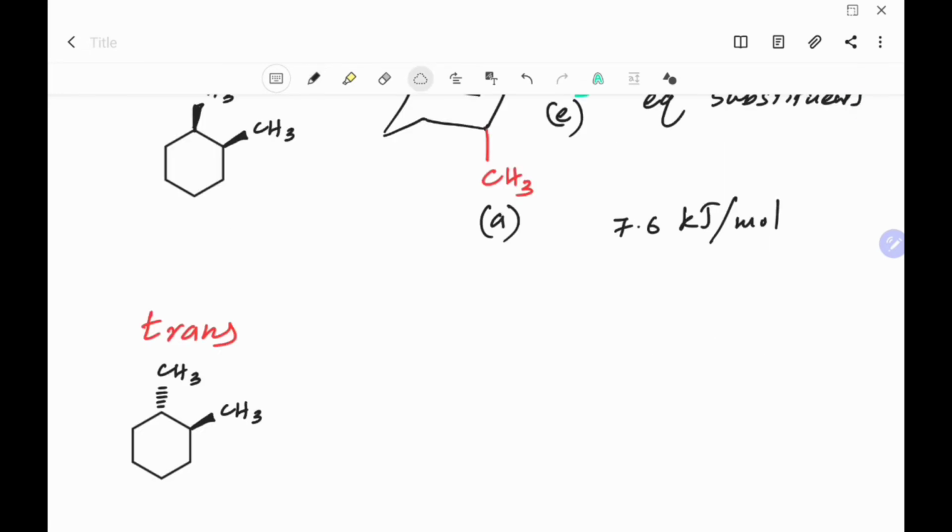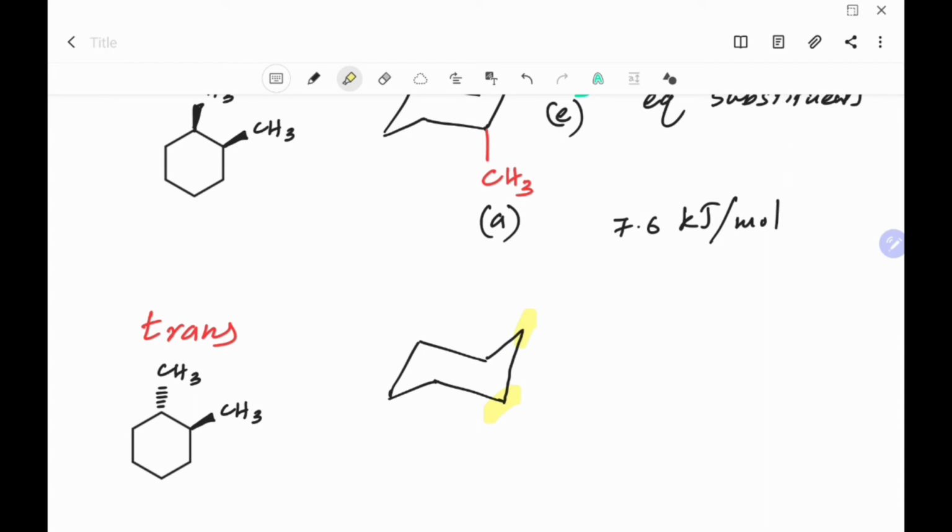We need to draw the chair conformation for trans, and first of all draw a chair conformation, and we only need the most stable one. I know in the textbooks they draw like 2-3 chair conformations, then figure out which one is more stable. You don't have to do all that. Draw the most stable one. How do you draw the most stable one? You will draw a chair conformation, pick the two carbons of interest.